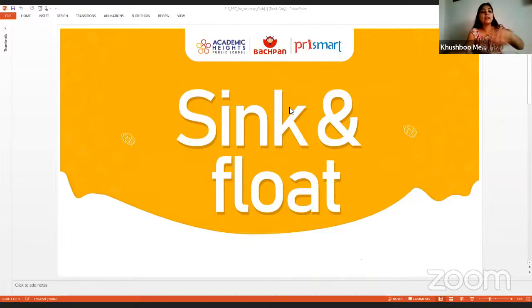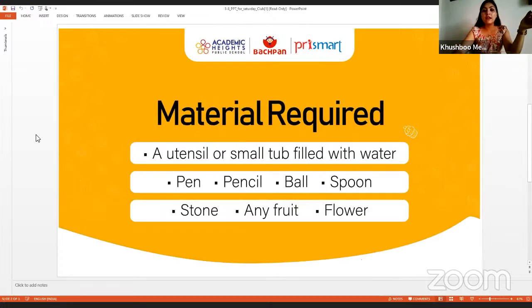So it's a very beautiful experiment by which you all can learn the concept of heavy and light as well, okay? So we will be using a utensil or a small tub filled with water, okay? Any utensil you can use, you can fill it with water so that we can see what's happening when we add different objects in water, okay? Through this, we are going to learn the concept of sinking and floating.